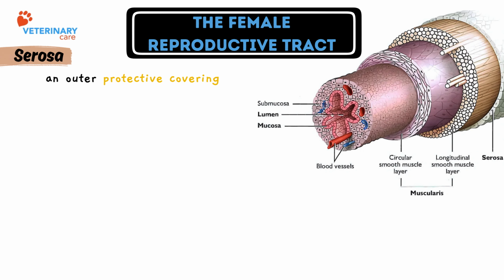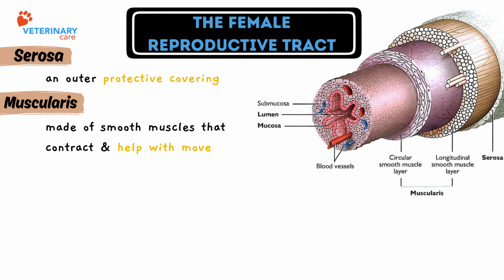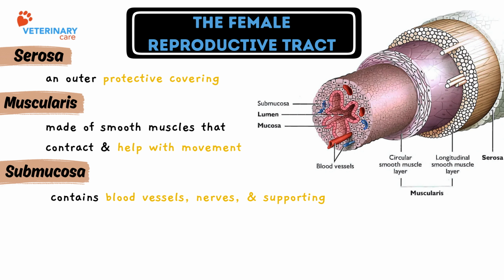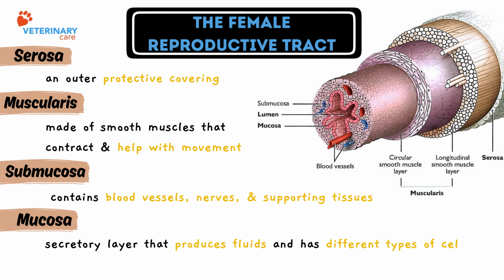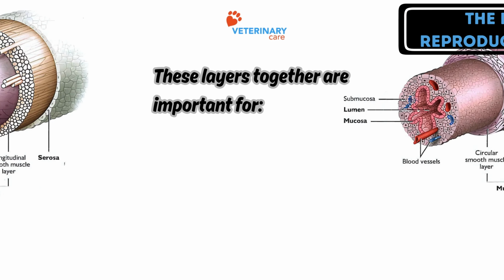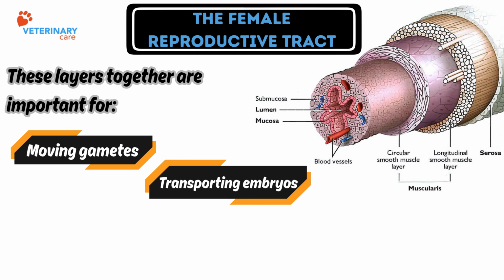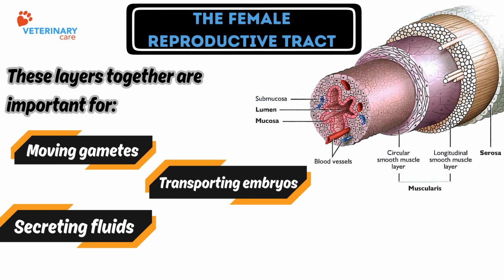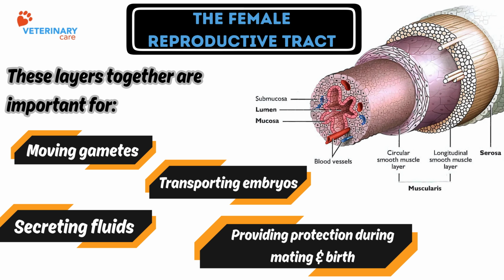Just inside, we have the muscularis, which is made of smooth muscles that contract and help with movement. Beneath that is the submucosa, which contains blood vessels, nerves, and supporting tissues. Finally, on the innermost side, we have the mucosa, which is the secretory layer that produces fluids and has different types of cells in different regions. These layers together are important for moving gametes, transporting embryos, secreting fluids, and providing protection during mating and birth.